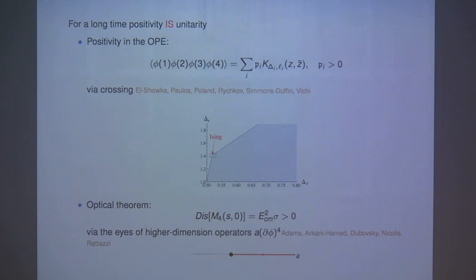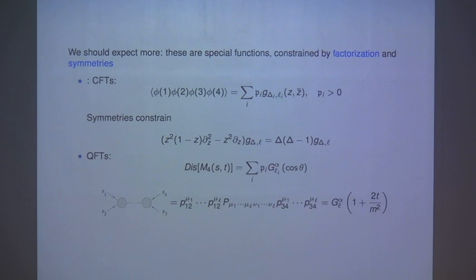Well, actually, the question is the opposite. We should expect more. The reason that we should expect more is because in these discussions, the functions that are involved are very special functions. These are functions that are constrained by factorization and symmetries. For example, for the CFT, we have the conformal blocks. These are special functions, solutions to conformal Ward identities. They satisfy differential equations. Now for general quantum field theory, we know that the discontinuity of the 4-point functions should be expandable on the Gegenbauer polynomials.